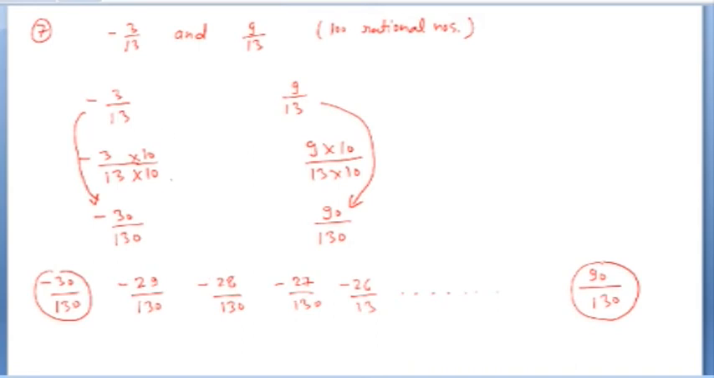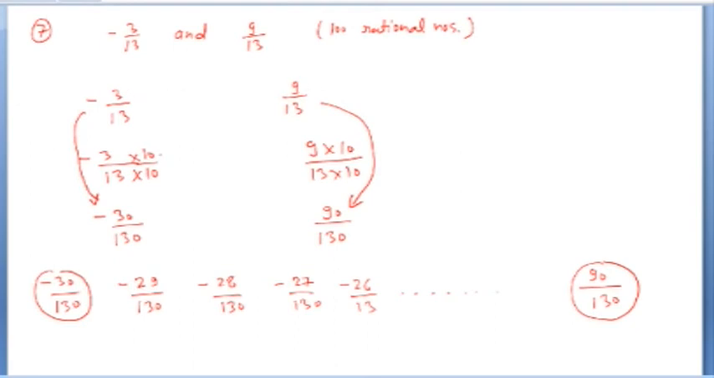I have multiplied by 10. But you can multiply with any number, but you have to see that the difference between these two numbers should become more than 100. You can multiply by 20, here 20, here 20. Okay.